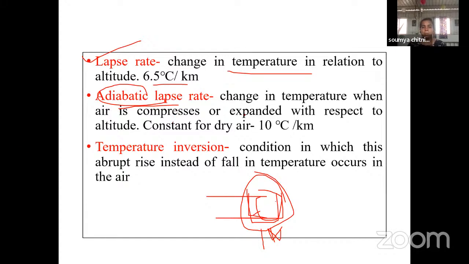So this adiabatic lapse rate is the change in temperature when there is no exchange of heat with the surroundings, right? That is constant for dry air, 10 degrees Celsius per kilometer, whereas for moist air we can say some 5 to 6 degrees Celsius per kilometer. So why is there a difference between the adiabatic lapse rate of moist air and dry air?